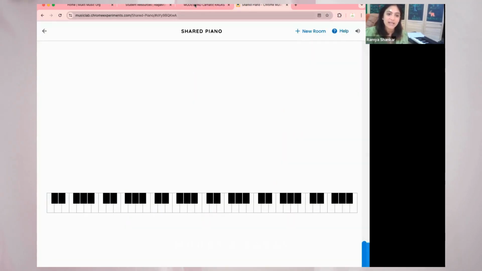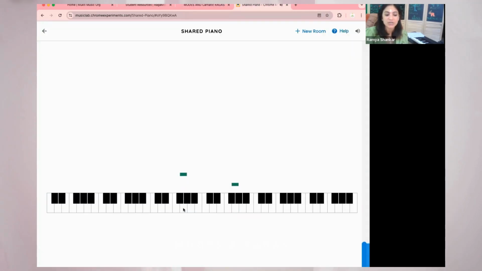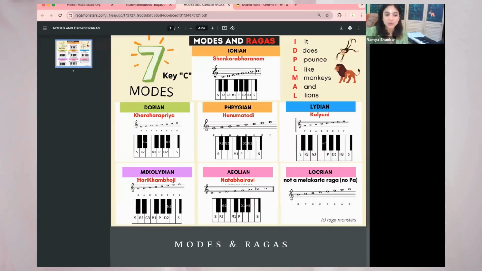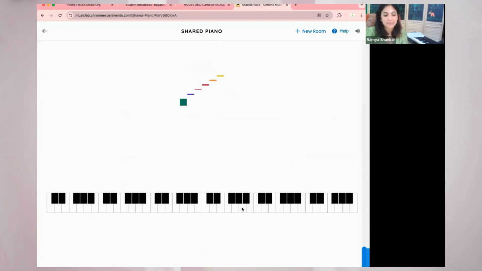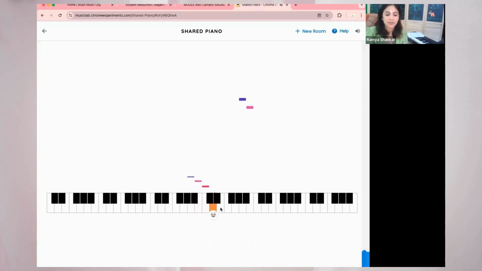Then comes the Mixolydian, which again is a very common mode that's used. That goes from G to G. So G to G is this. Okay, so that's the Mixolydian, and that maps onto Harikambhoji. The next one is A to A, one of the most common after the major scale, the Ionian mode, which is the Aeolian. So this is Aeolian, which maps onto a ragam called Natabhairavi. Okay, so that's Natabhairavi.